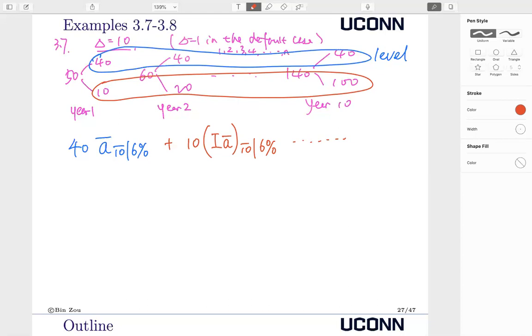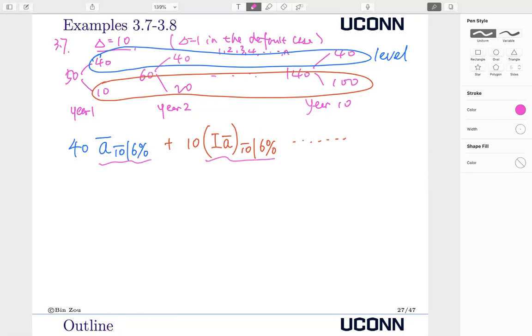Basically, here we have two formulas. One for the standard case. This is level. This is increasing. If you want, you can apply the formulas to calculate this result.